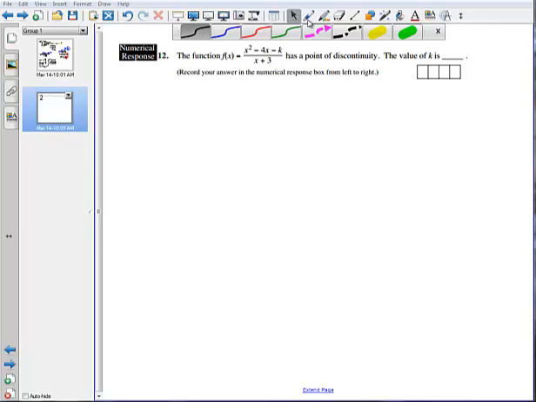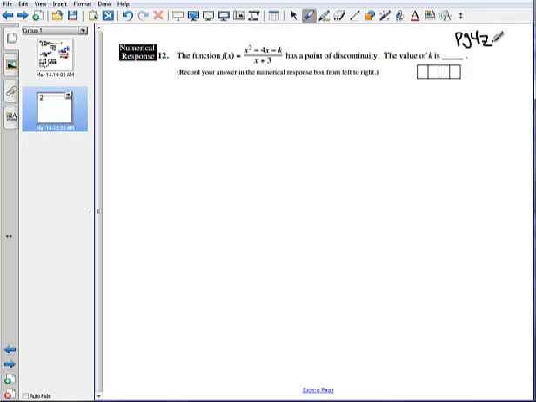Okay, so in this example, I'm going to look at question number 12 from page 472 of your workbook. Oops, that's a 7-2. If you've seen the video I made for question 11, this one is very similar. If not, I'll walk you through it. Now they're giving me an equation, (x squared minus 4x minus k) divided by (x plus 3), that has a point of discontinuity. By saying it has a point of discontinuity, they've told me a couple of things.